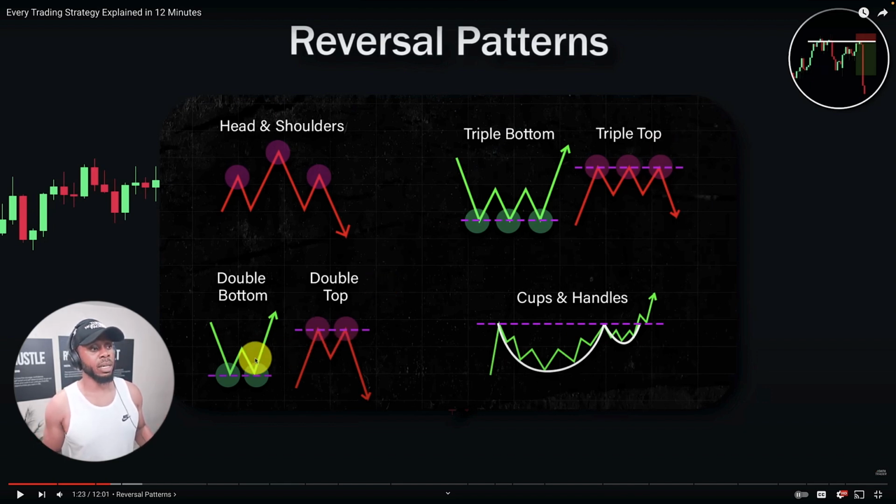This is just the same, but it's just a double top and a double bottom. This is a triple bottom and a triple top. And then cups and handles. I have no idea what this is. I'm not going to lie.